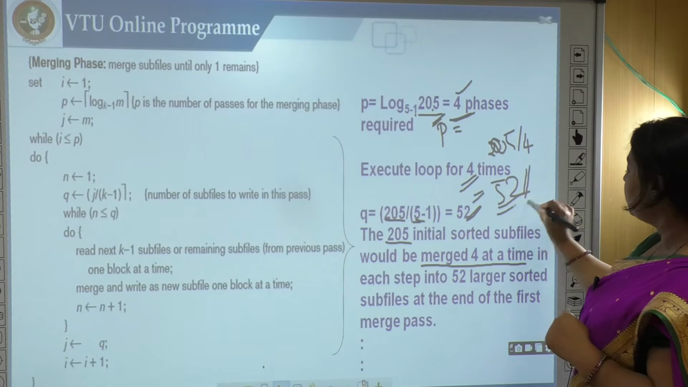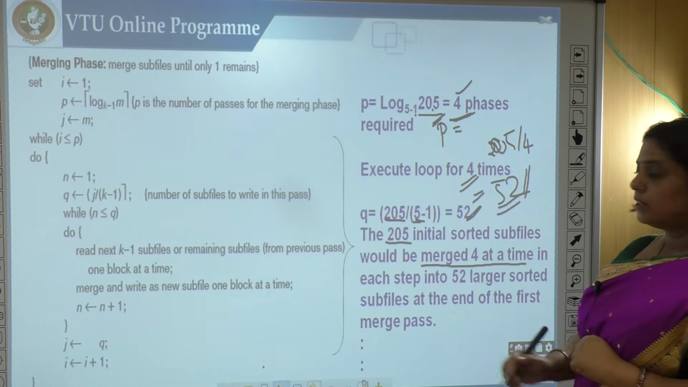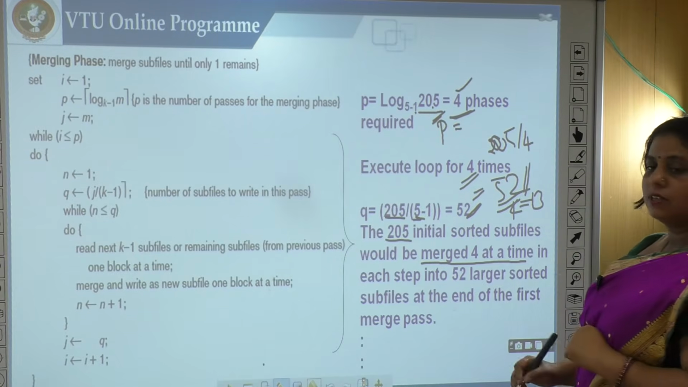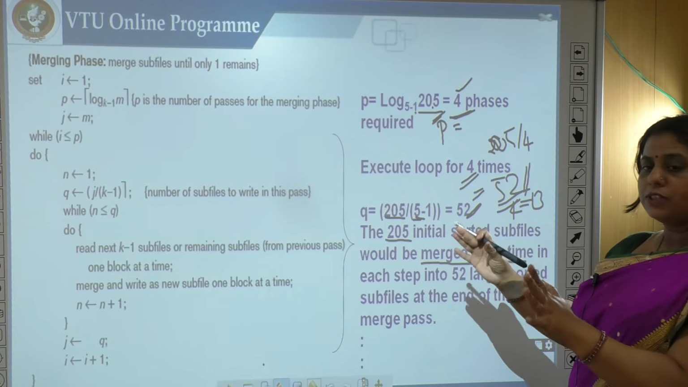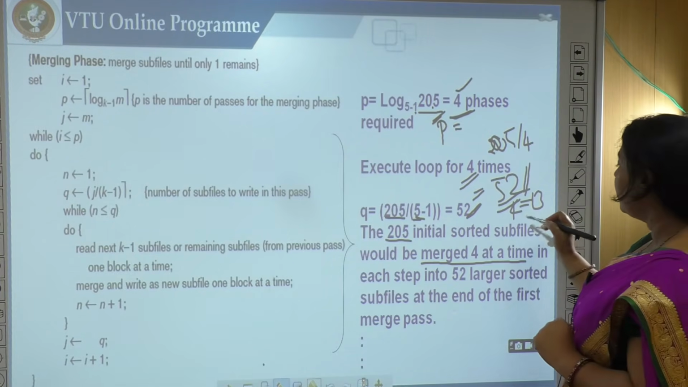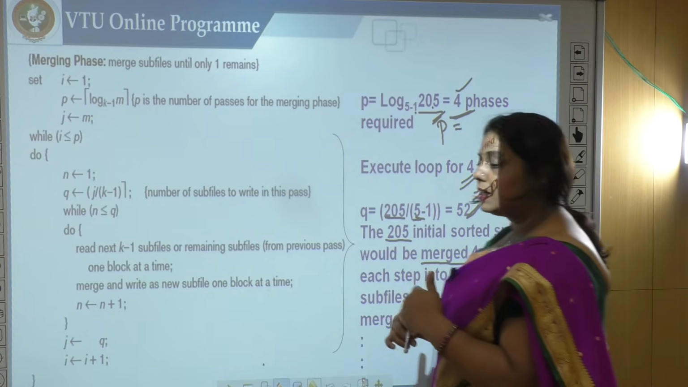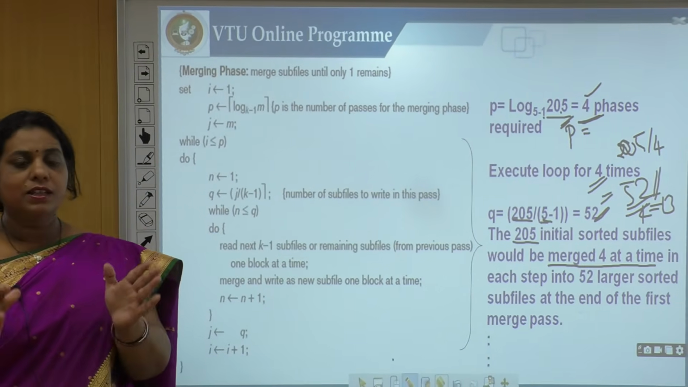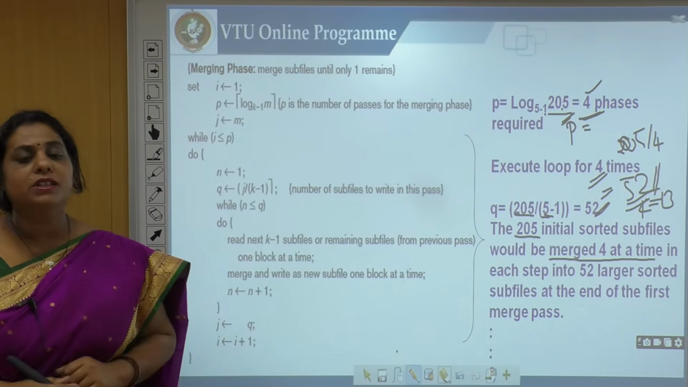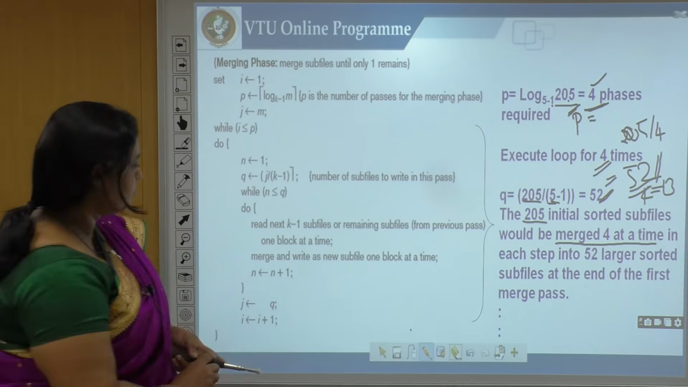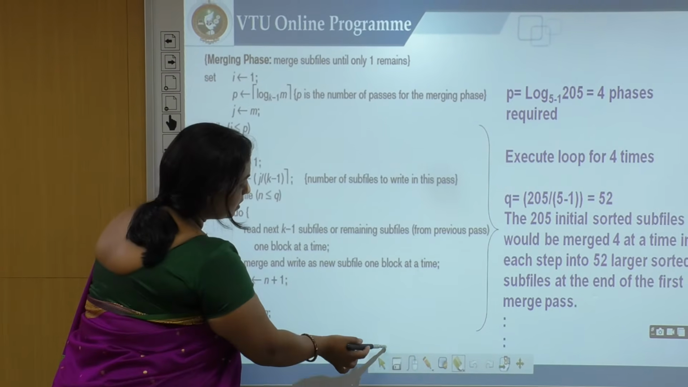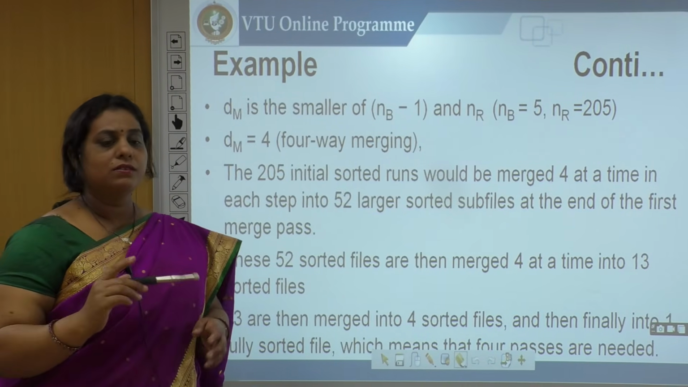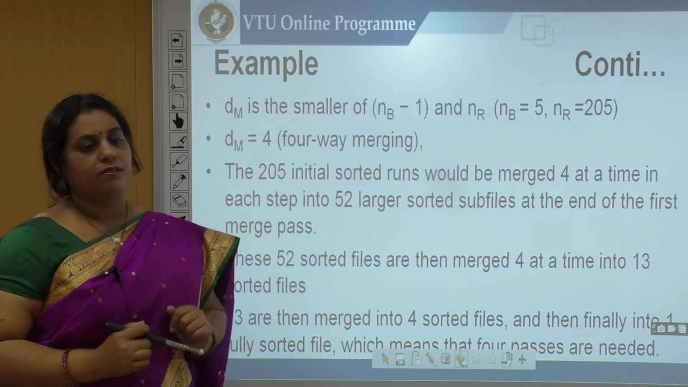Now these 52 larger files are available, divided by 4, 13 sub files which are merged I get, again divided by 4. Like that, I'll go on clubbing the available sub files into the larger merged files. This is repeated until I get one larger merged complete file.